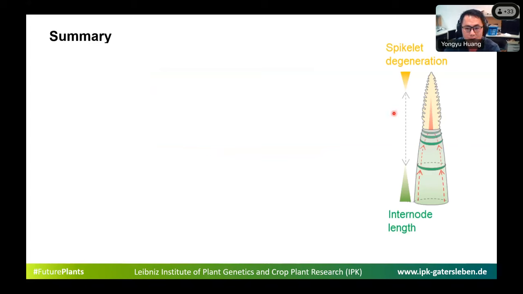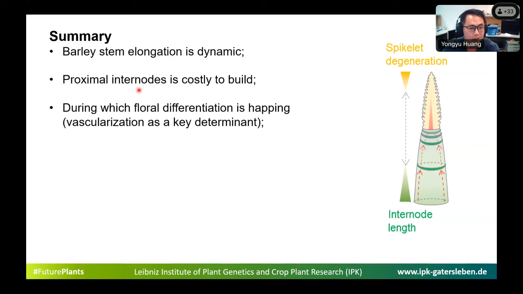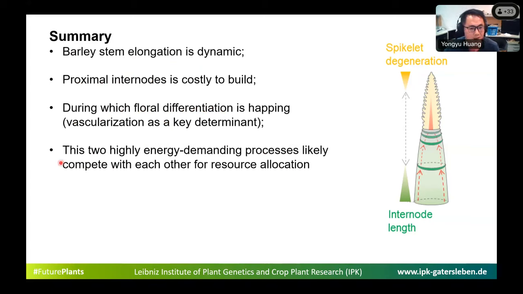To summarize, I think this graph already gives the overall talk of today. First of all, barley stem internode elongation is dynamic, and the proximal internode is more costly to build compared with distal and central ones. During the elongation of proximal internodes, floret degeneration is happening, and at this process PPD is determined most likely, and vascularization seems to be a key determinant of both processes. And I think the elongation of distal internodes and spikelet degeneration are both highly energy demanding, and they may compete with each other for resource allocation.